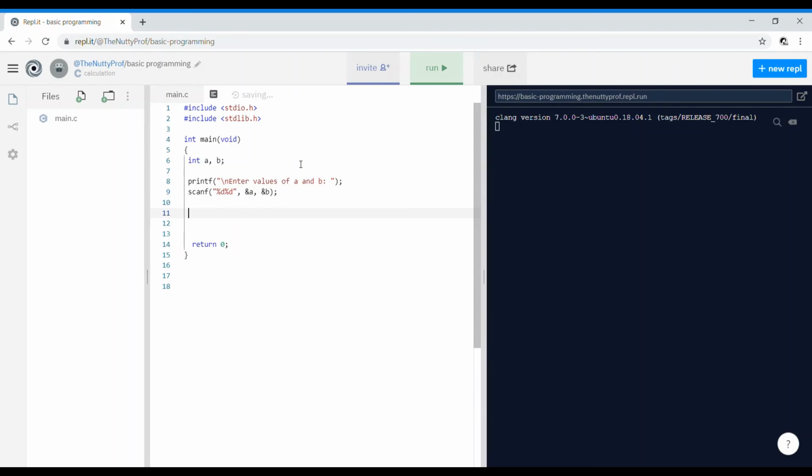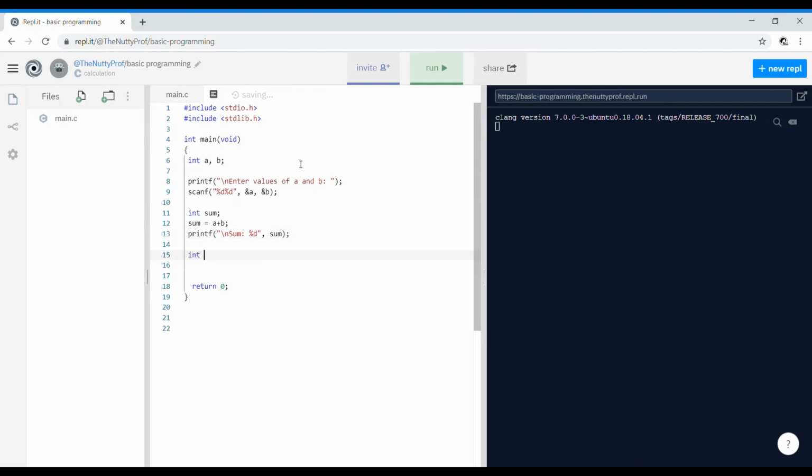Now we have to do the addition. So I'll go ahead and declare a sum variable, int sum. I have to shorten this out, that's why I'm declaring it now and not at the beginning. Sum is equal to a plus b, and the printf was printf("\nSum is %d", sum).